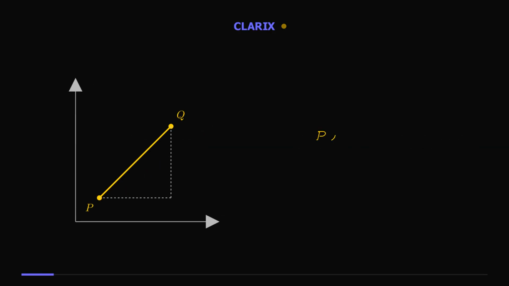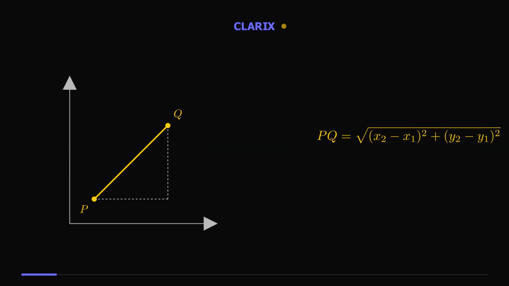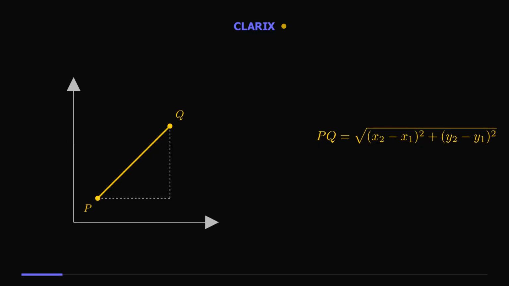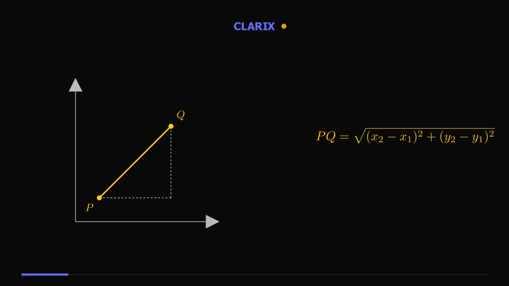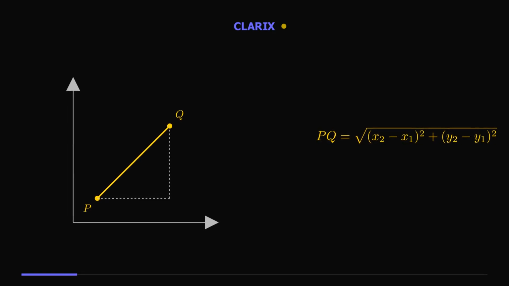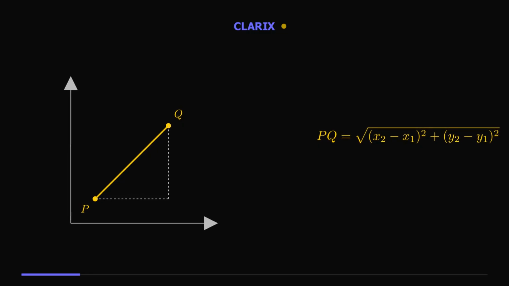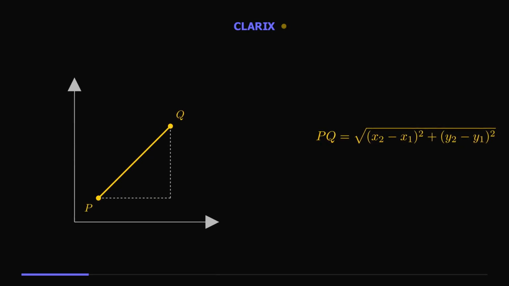Drop 2 points, P and Q, and join them. Then build a right triangle underneath. The horizontal leg is the difference in the x's, x2 minus x1. The vertical leg is the difference in the y's. Pythagoras finishes the job. The distance squared is the sum of those two squares. So the distance is the square root of bracket x2 minus x1 squared plus y2 minus y1 squared.